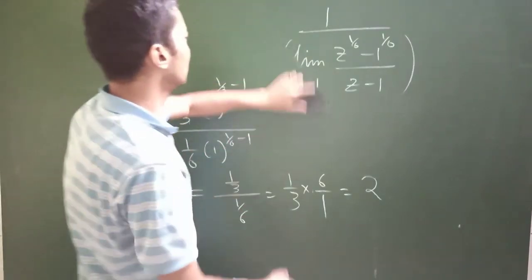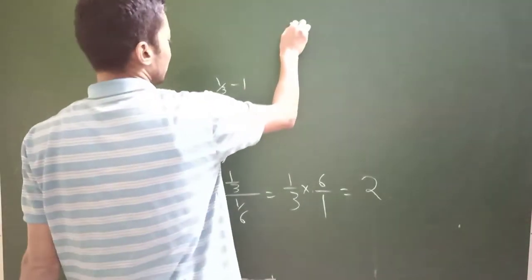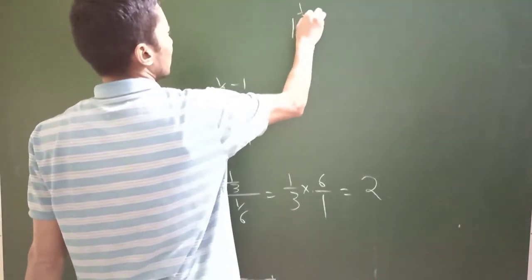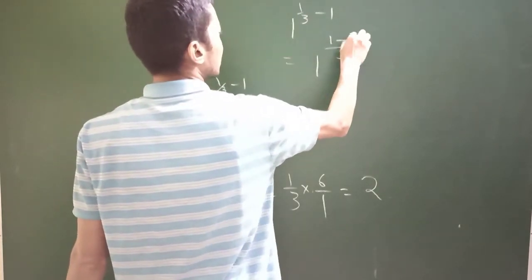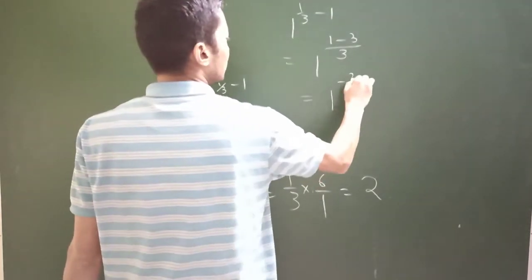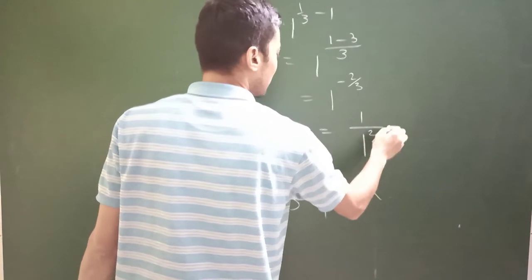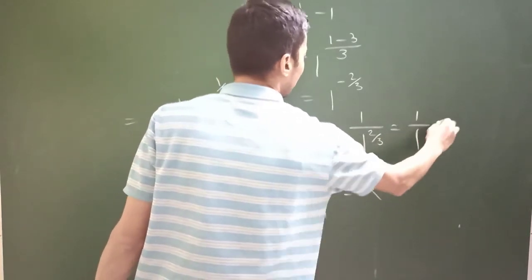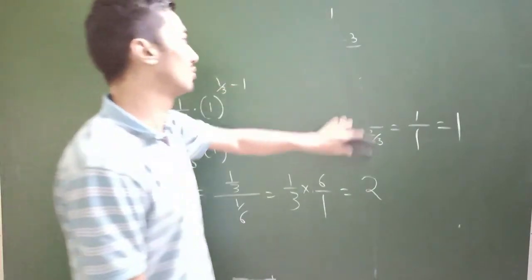Of course, if you are slightly confused with this, what I said was 1 power anything is 1. For example, you see 1 power 1 by 3 minus 1. So that's 1 power 1 minus 3 by 3, isn't it? Yeah. So 1 power minus 2 by 3. So that's again 1 by 1 power 2 by 3. So 1 power anything is positive, 1 only. So that's always 1. So 1 power anything is always 1 only. Okay?